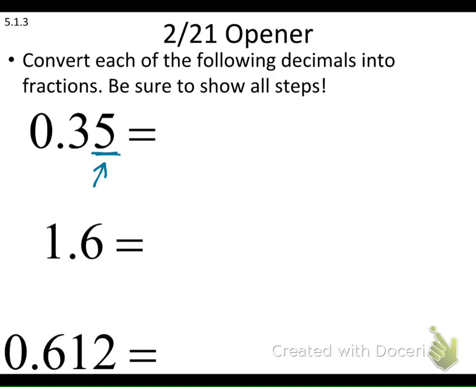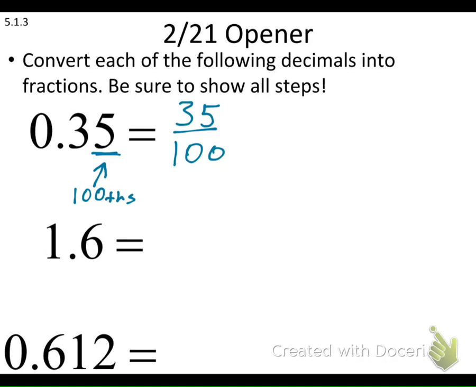So this is the 100th place, right? It's a portion of 100. So I'm going to write 100 and then my THS. And step number 2 says we write a fraction, right? It's going to be 35 over 100. So you write the decimal without the decimal point as the numerator, and then you write the place value as the denominator, over 100. But what's wrong with this? It's not simplified.